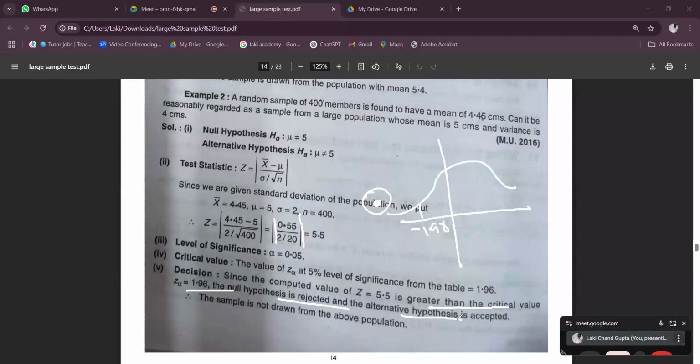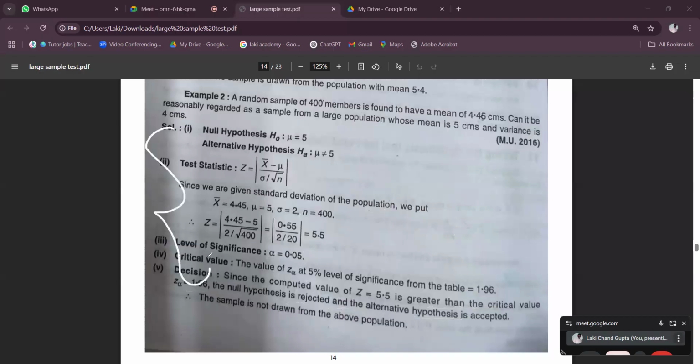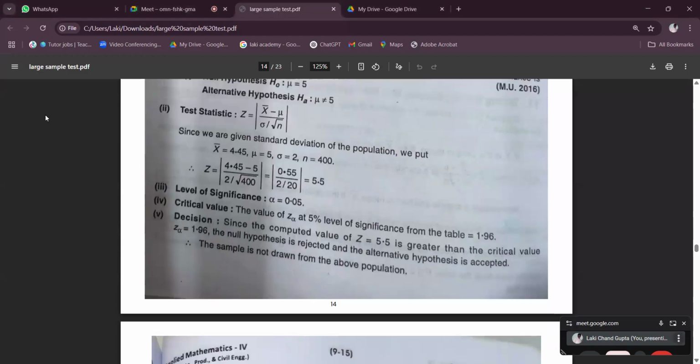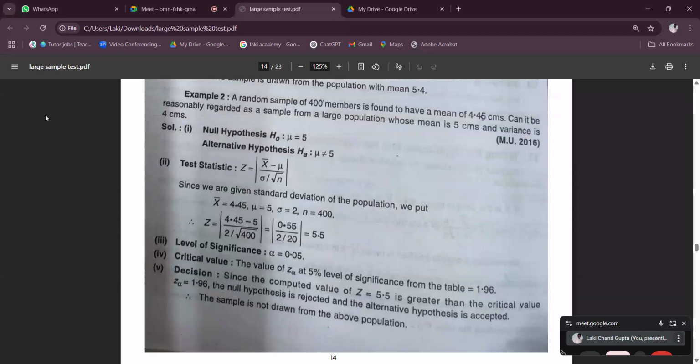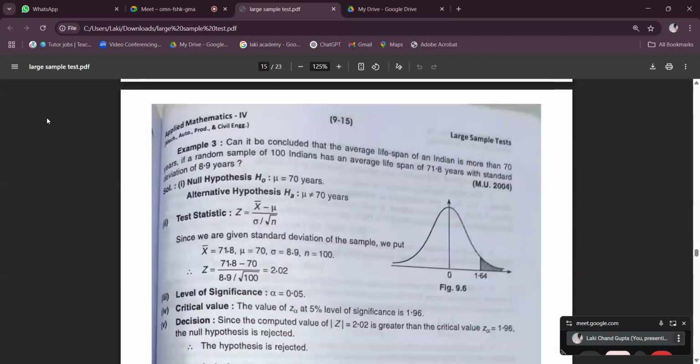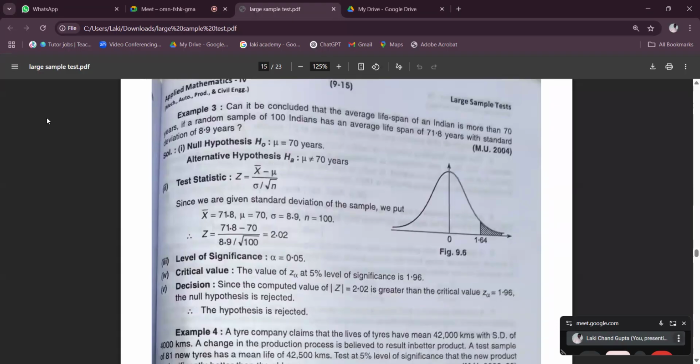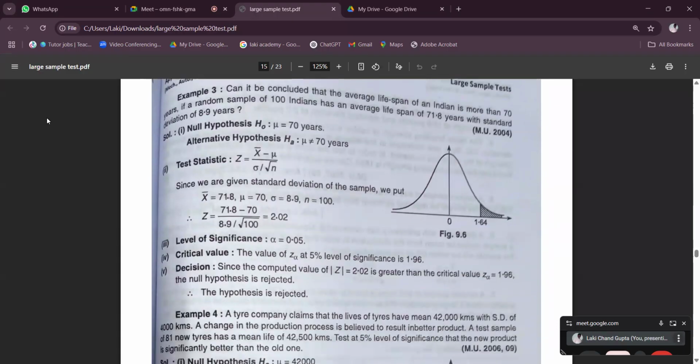You can see 5 does not lie in that range, right? That's why it is rejected. Now you understood, we can verify by using hypothesis testing or by finding the confidence interval, right? But if the confidence interval is not asked in the question paper, then don't find it. Okay. Try this question.